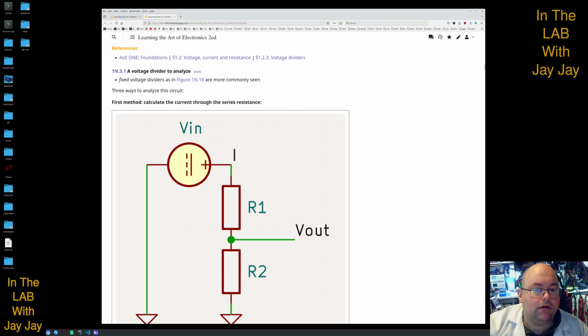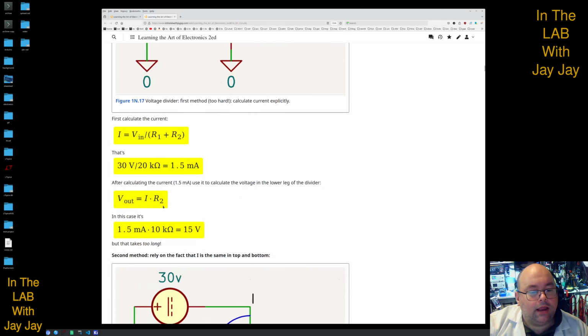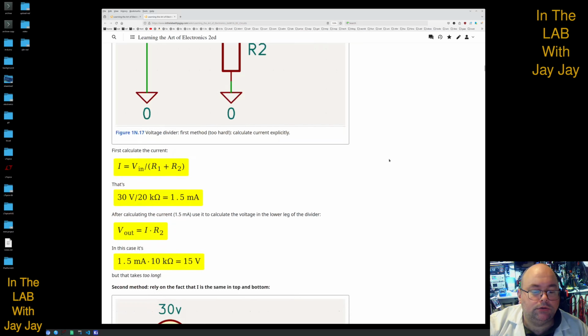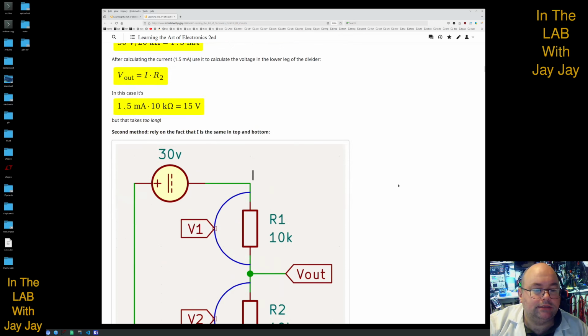So you can calculate the current through the series resistance. The current is V in divided by R1 plus R2, which is 1.5 milliamps. After calculating the current at 1.5 milliamps, you use that to calculate the voltage in the lower leg of the divider, which is the output here, equal to the current, 1.5 milliamps, times R2. In this case, that's 1.5 times 10k, which equals 15 volts. But they say that this method of figuring out how the divider behaves takes too long. So here's another go at it.